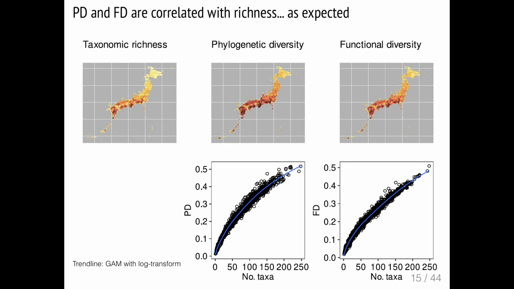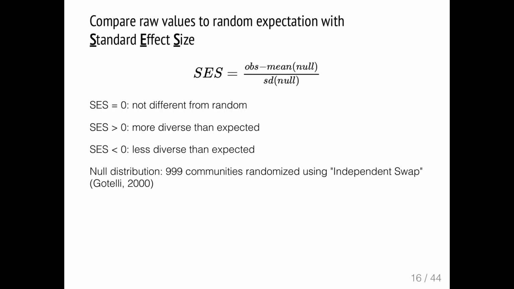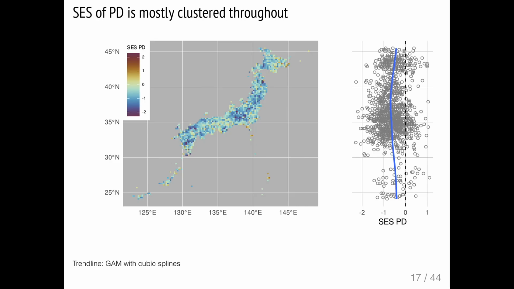What is more interesting is whether the observed values of PD and FD are more or less diverse than expected by chance. And we look for that using standard effect sizes. The standard effect size, or SES, is the difference between the observed value and the mean of a null distribution divided by the standard deviation of the null distribution. SES shows how extreme the observed value is relative to null expectation. So in our case, 0 is no different from random, positive values are more diverse, and negative values are less diverse than expected. So let's look at the SES values of phylogenetic diversity.